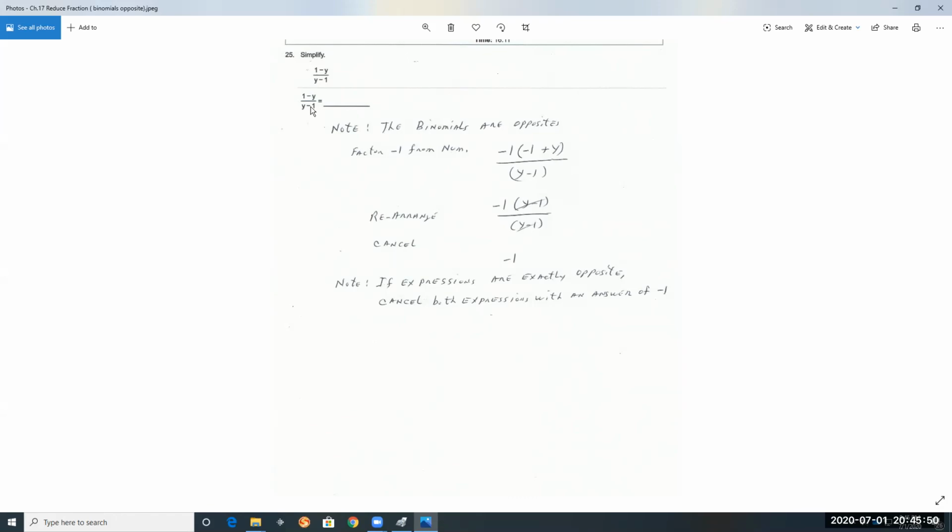So if we see expressions, a numerator factor and a denominator factor that are exactly opposite, we can cancel, and what we leave behind is a minus 1. We don't have to go through all this work. If they're opposite, we just cancel and leave a minus 1.